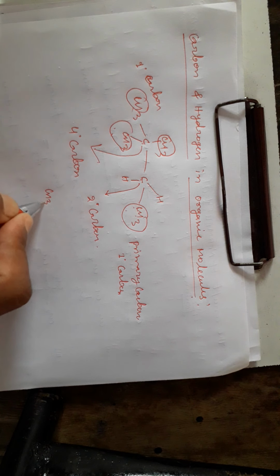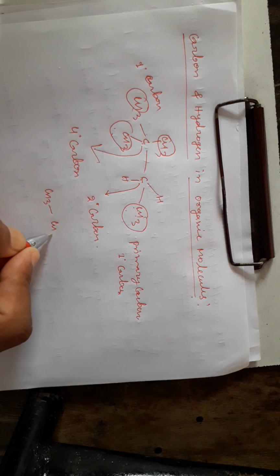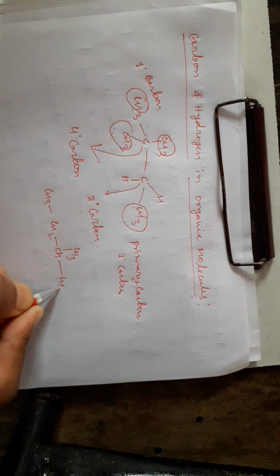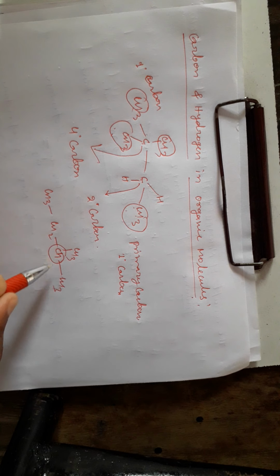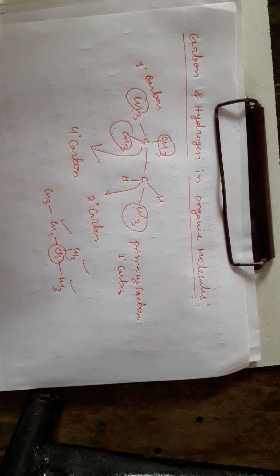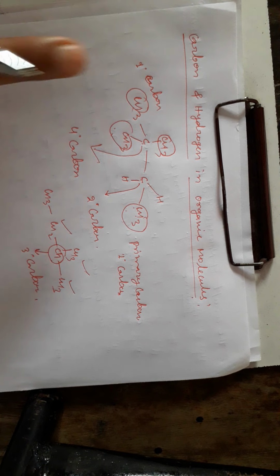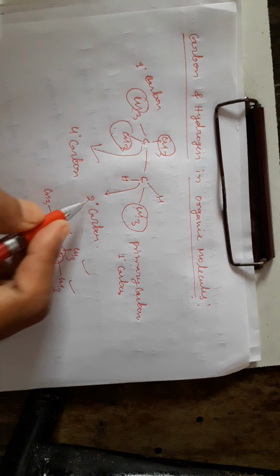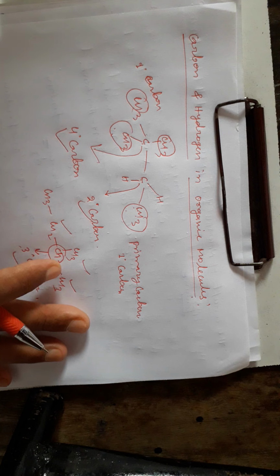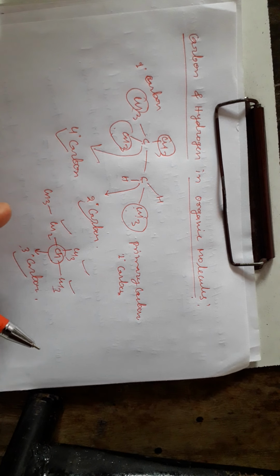Suppose another molecule: CH3, CH2, C, CH3, CH and CH3. This carbon is directly attached with 1, 2, 3 other carbon atoms, so it is called 3 degree carbon. Thus we get 1 degree carbon, 2 degree carbon, 3 degree carbon and 4 degree carbon. Now we discuss the nature of the hydrogen.